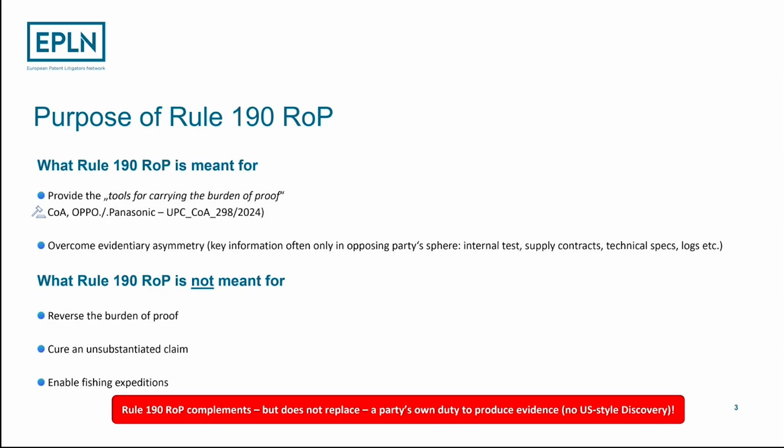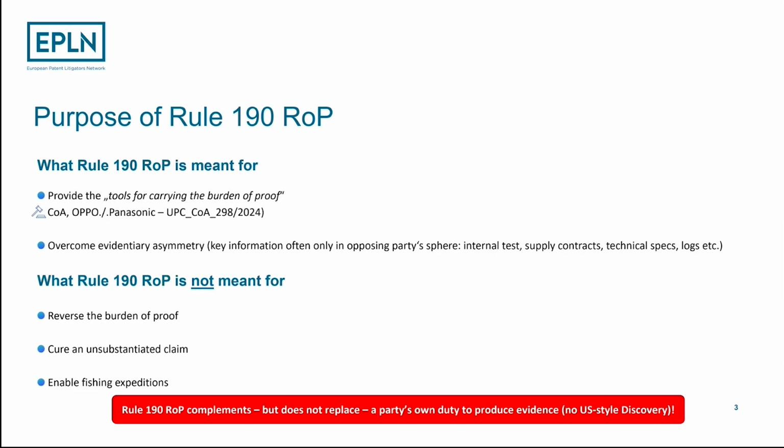At the same time, and this is important to stress, Rule 190 is not intended to reverse the burden of proof, cure an insufficiently substantiated claim, or introduce a US-style discovery. Rather, it complements, as already mentioned, but does not replace a party's own obligation to investigate the facts and produce the evidence reasonably available to it.